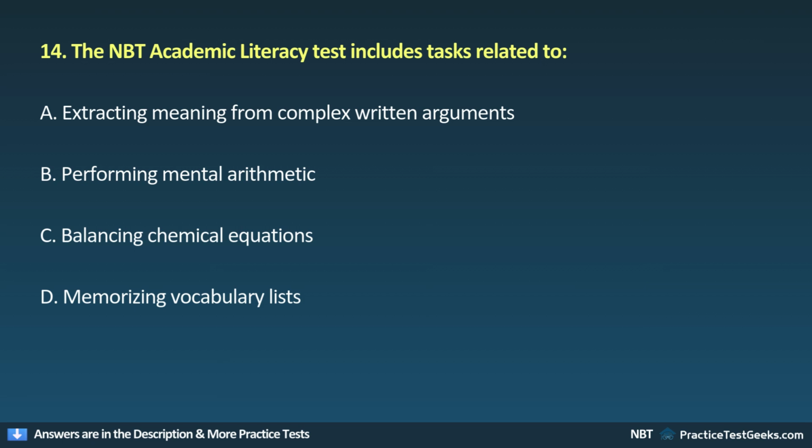14. The NBT academic literacy test includes tasks related to A. Extracting meaning from complex written arguments. B. Performing mental arithmetic. C. Balancing chemical equations. D. Memorizing vocabulary lists.